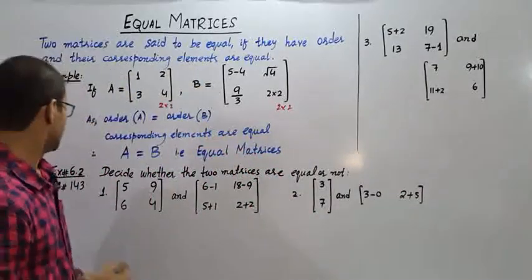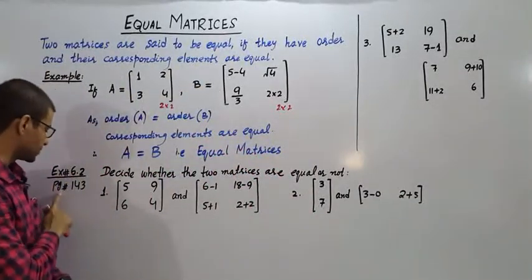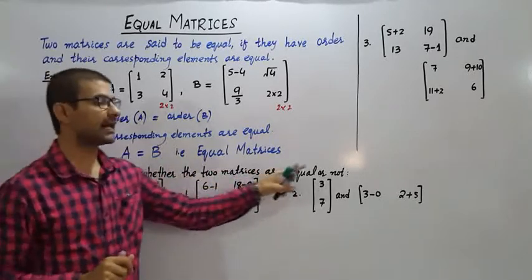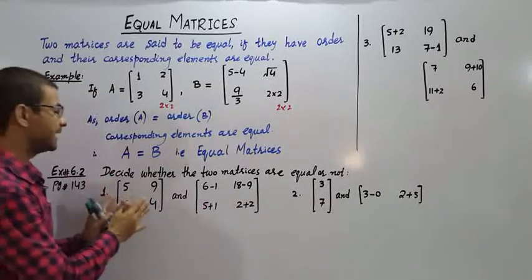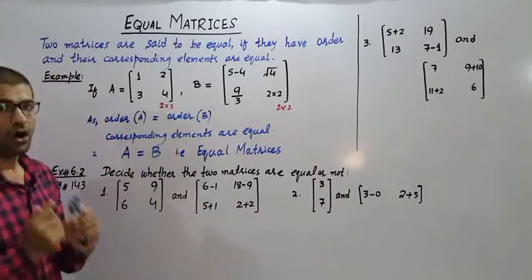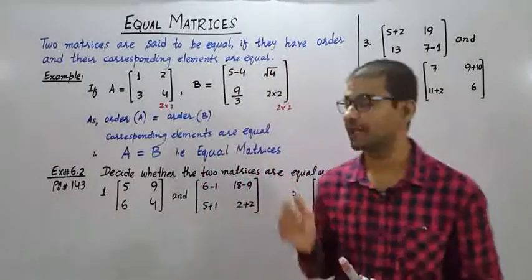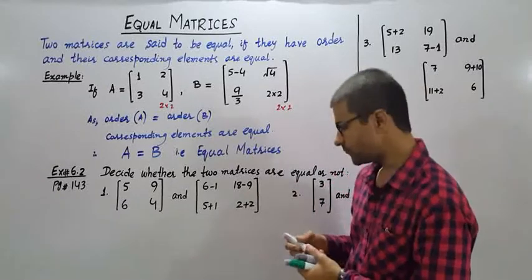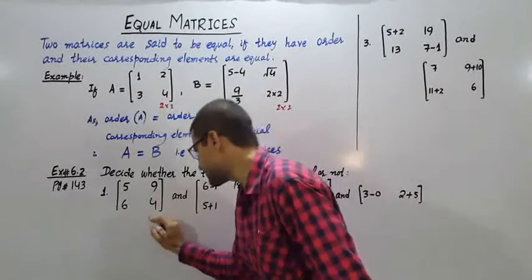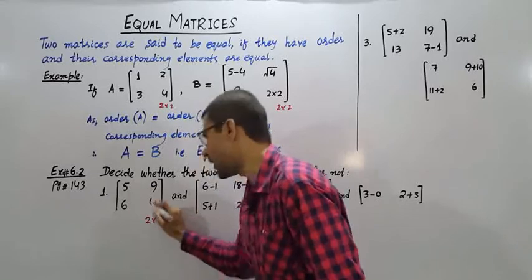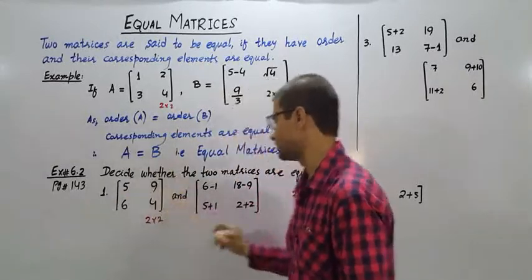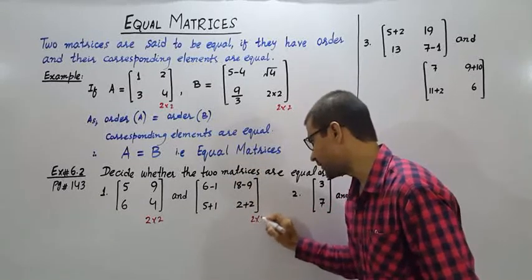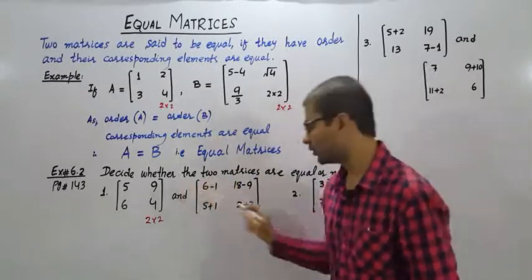Now we have a question, exercise 6.2, which is on page number 143. Decide whether the two matrices are equal or not. We have to decide whether these two matrices are equal or not. For this, first observe their order, second match the corresponding elements. The order of this matrix is 2 by 2. Why? Because it contains 2 rows and 2 columns. The order of the other matrix is also 2 rows and 2 columns, 2 by 2. The orders of both the matrices are the same.